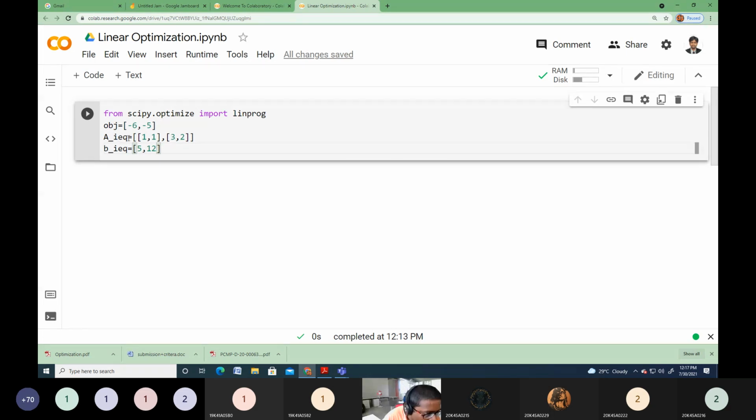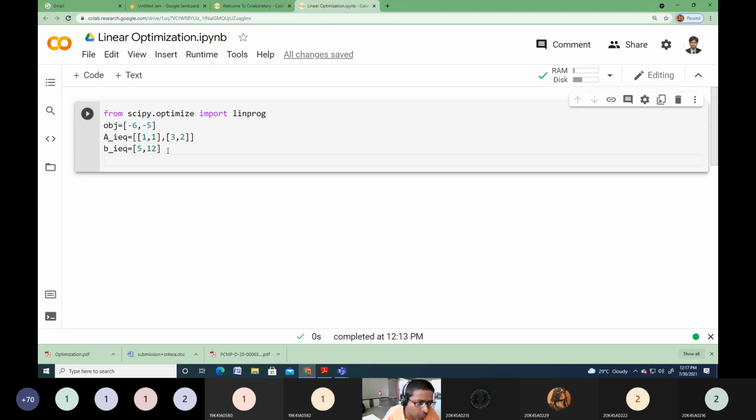So these are the coefficient matrix and the constant matrix, and these two are related to your inequality constraints, and this is related to your objective function. That's it. After that, you have to give boundaries for your two variables.